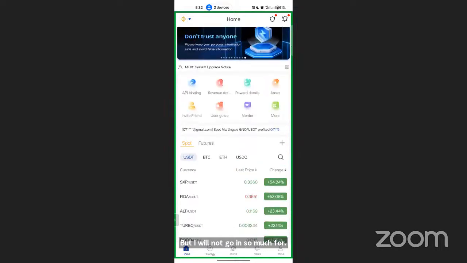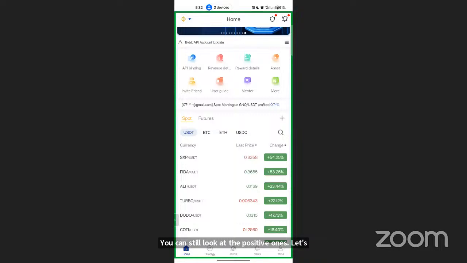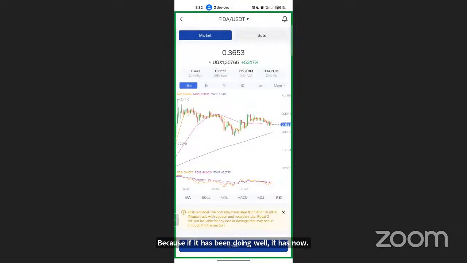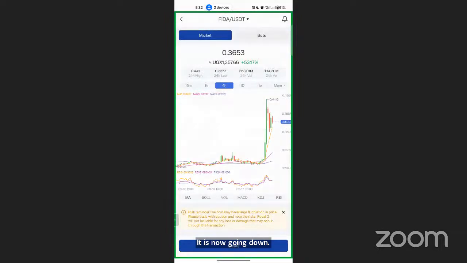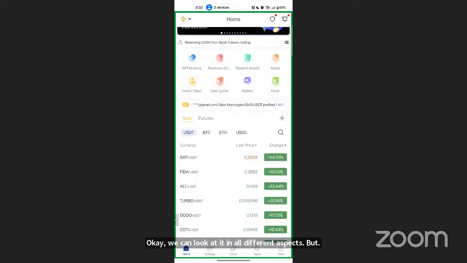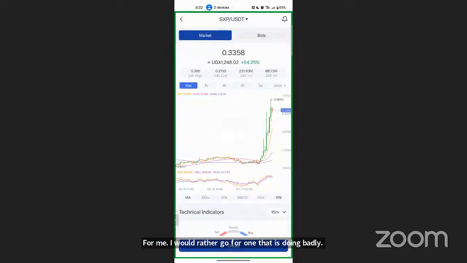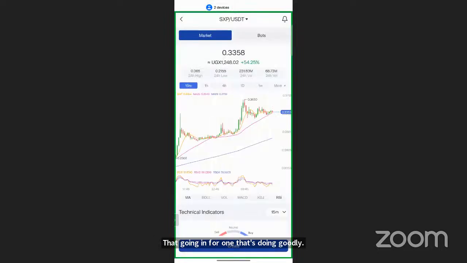Let's start with the feeder, because feeder has been doing well. It has now retraced. It is now going down. We can look at it in all different trading aspects. But for me, I would rather go for one that is doing badly than go in for one that is doing well, because if it goes down with me, it can break my heart.